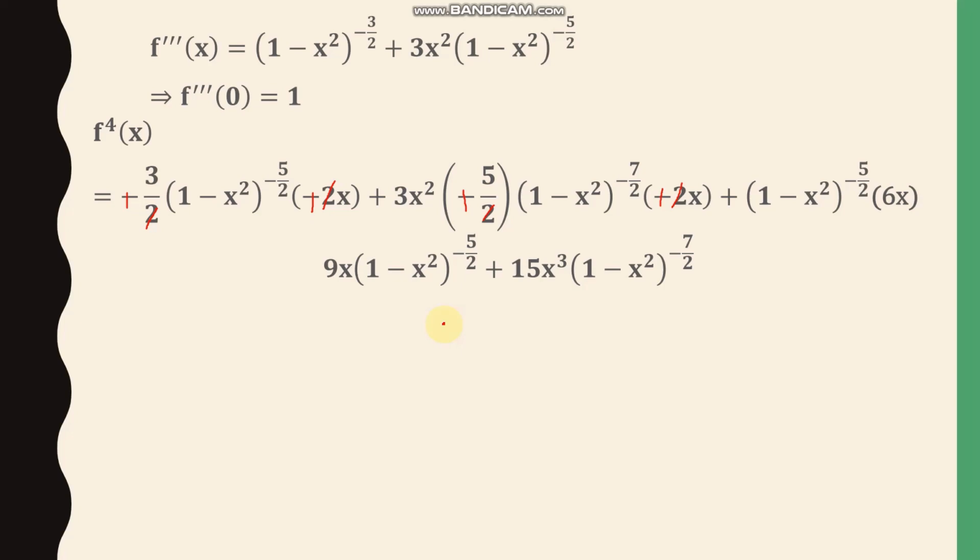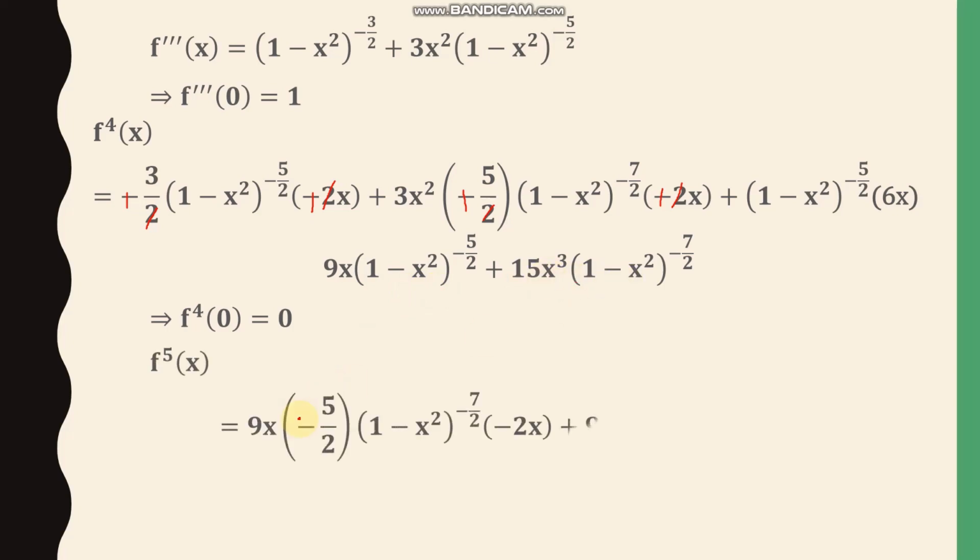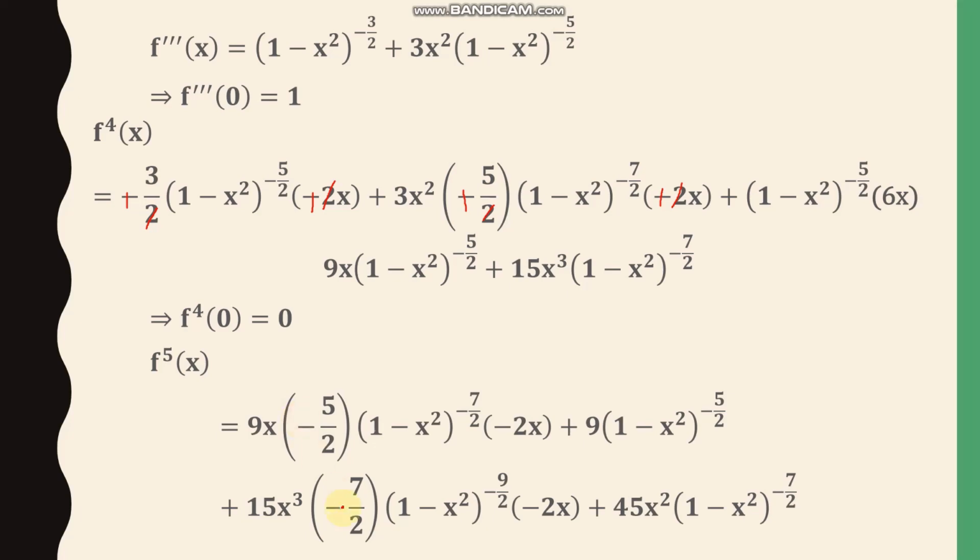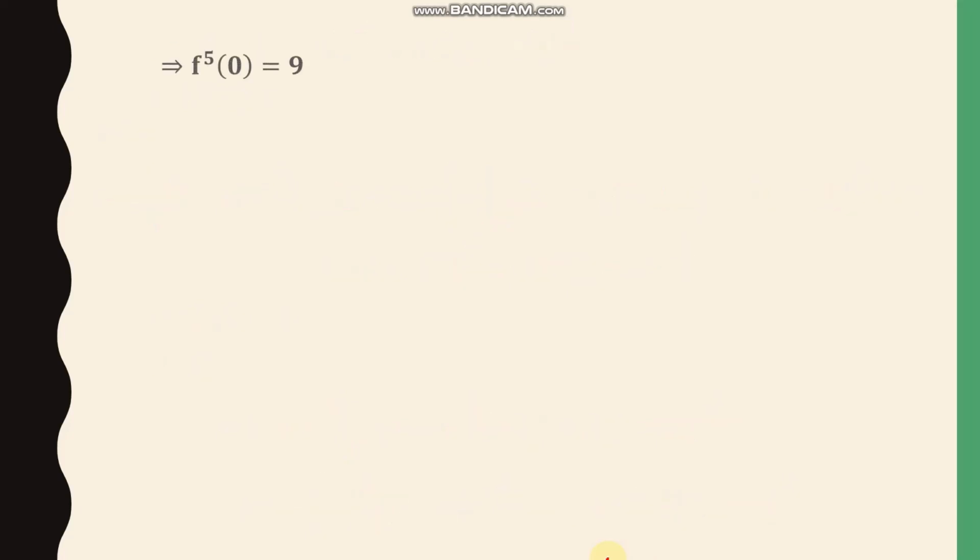If you put x equal to 0, here the fourth derivative will come out to be 0. Now the fifth derivative, again apply the u into v formula on this and on this also. I hope you can do it yourself and you will see you will get 4 terms like this. Now if you put x equal to 0 here, this will become 0, this will become 9, this will become 0 and this will also become 0. So the fifth derivative at 0 will be 9.